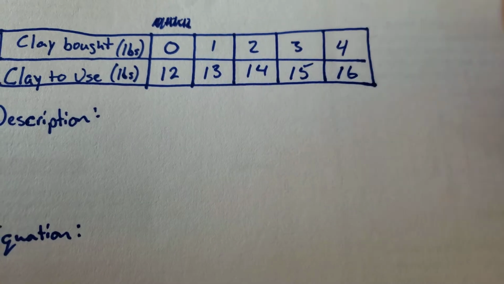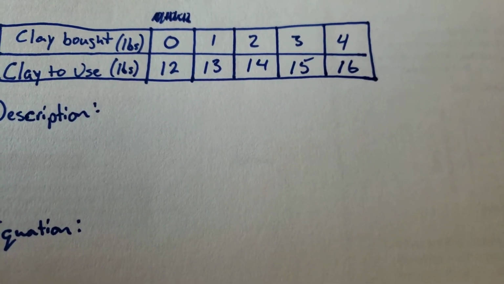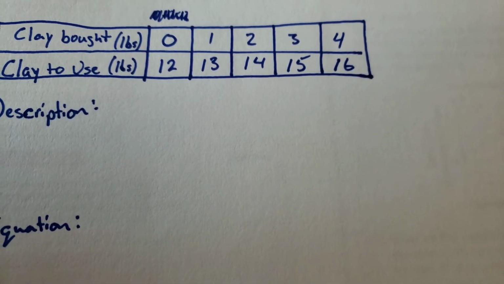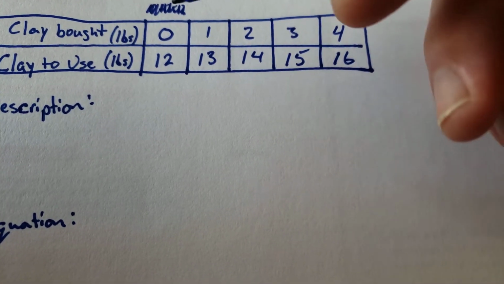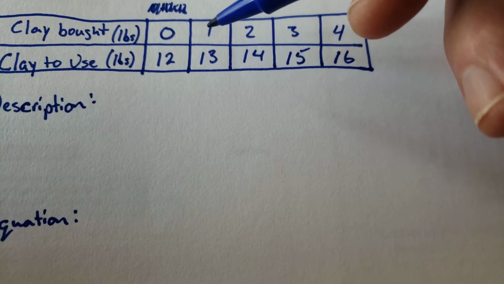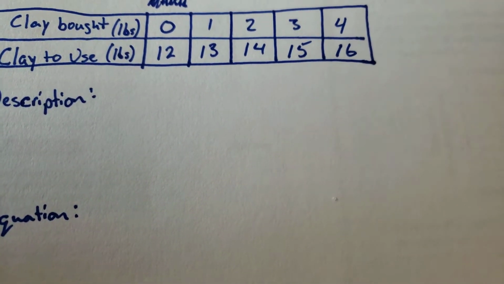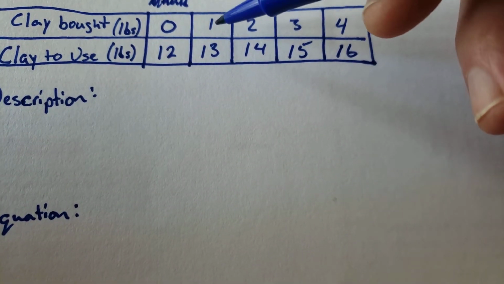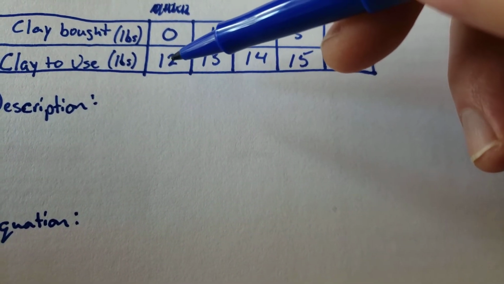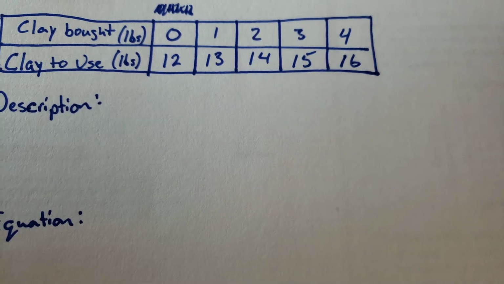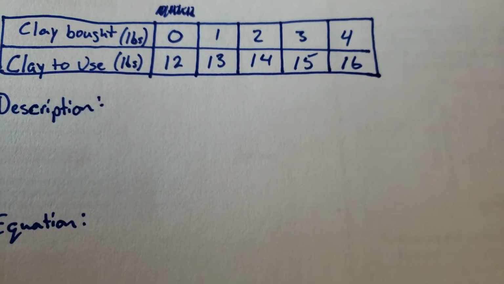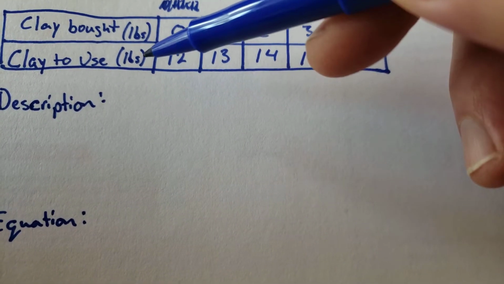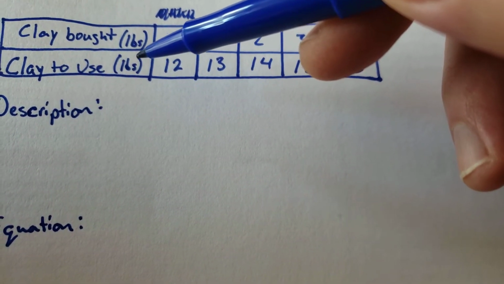So one thing we learned inside the lesson is that when independent variables change, they make the dependent variable change. So in this example, when we buy more, we have more. Kind of like the cause and effect idea. The cause, the teacher bought a pound of clay. The effect, they now have another pound of clay that they can use in class. So the clay bought is called the independent variable. The clay that they can use is called the dependent variable.